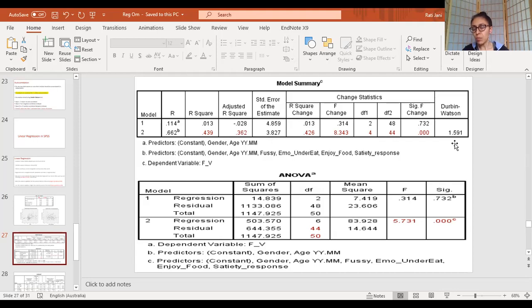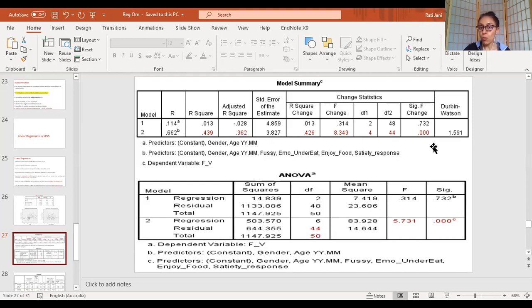The answer is 1.6, which is between 1 and 3, so I still pass. If not, it would suggest autocorrelation. I hope this makes sense. And then you have an ANOVA test. You don't do an ANOVA separately. This automatically comes when you do regression, and these values are of importance over here.